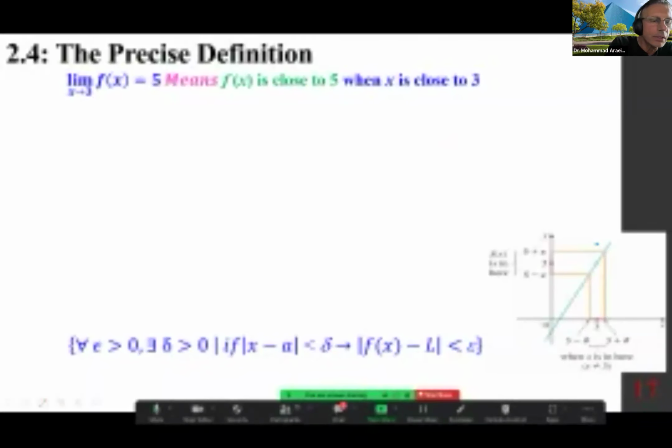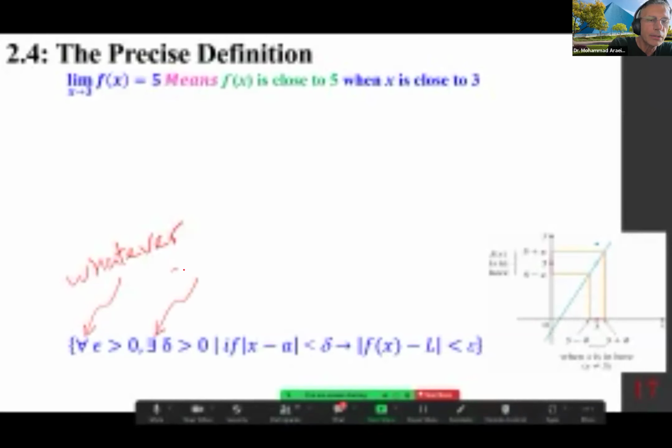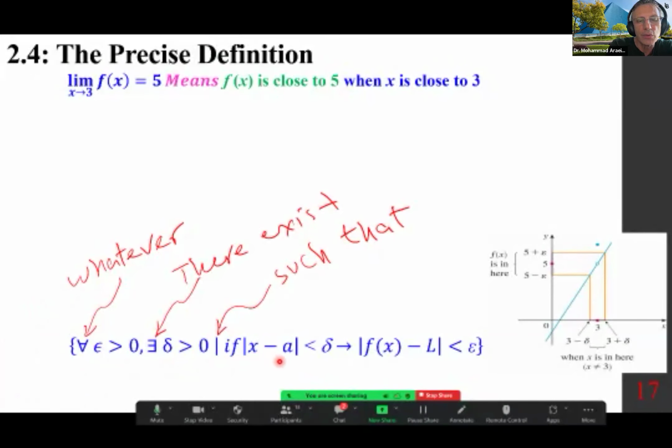Let me write a little bit of it. This symbol reads "for whatever" in math. This symbol reads "there exists." And this symbol, the line segment, reads "such that." Okay, so I'm going to read it one more time. For whatever value of epsilon larger than 0, there exists delta larger than 0, such that if the absolute value of x minus a is less than delta, then the absolute value of f of x minus L is less than epsilon.